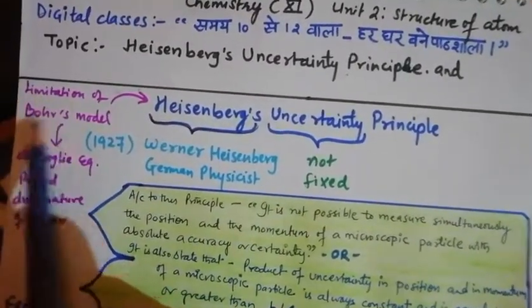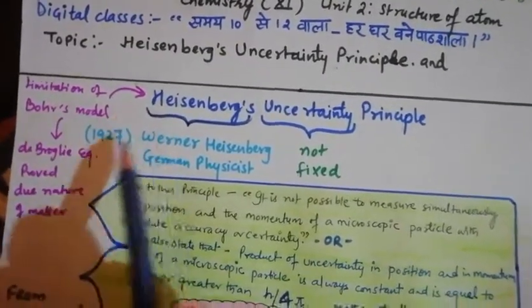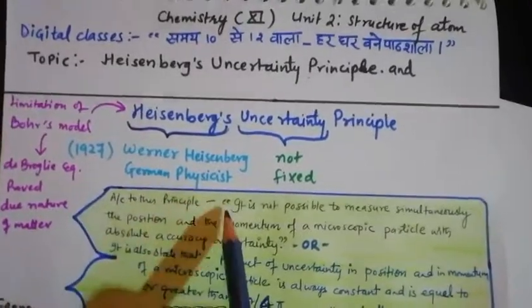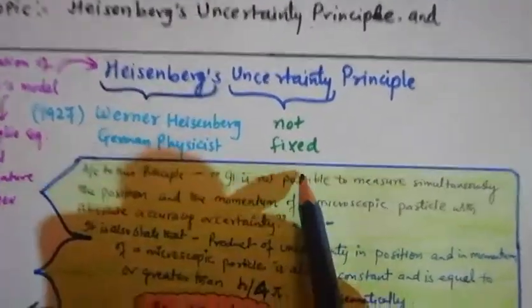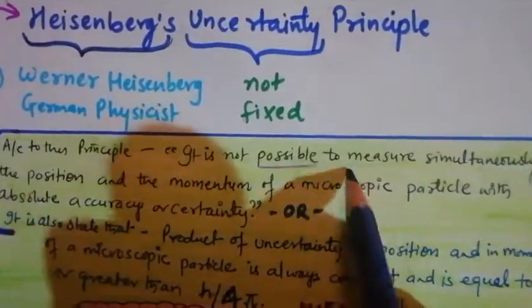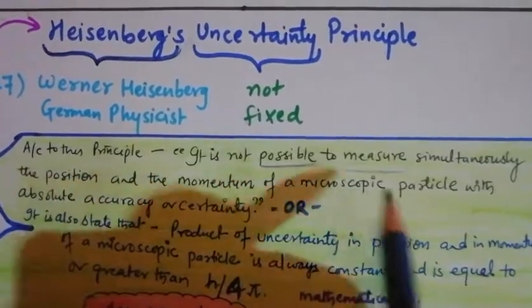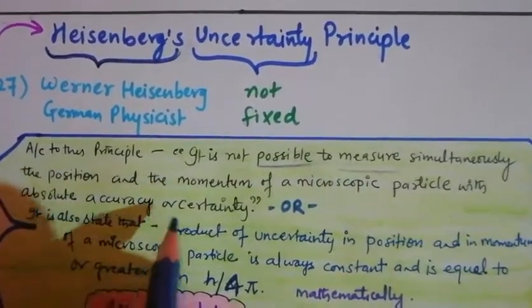It came from the limitation of Bohr's model, and the de Broglie equation also proved the dual nature of matter, and Heisenberg proved that it is not possible to measure. Try to understand again. It is not possible to measure simultaneously the position and the momentum of a microscopic particle with absolute accuracy and certainty.